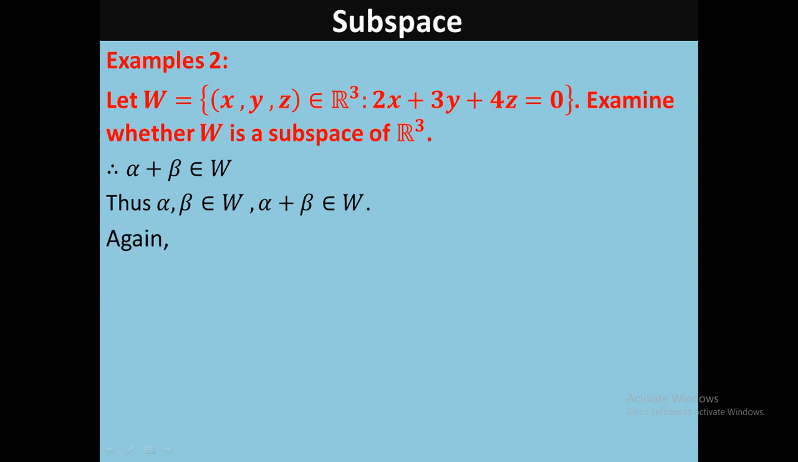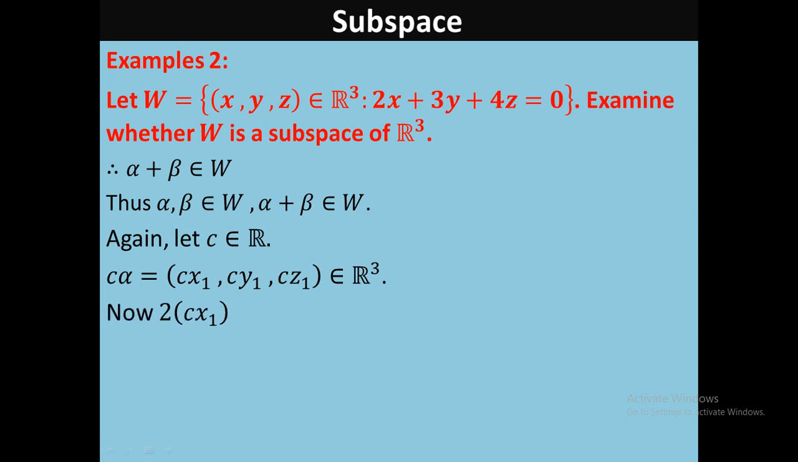For that purpose we have to choose a scalar. Suppose C is in R. Now C dot alpha means Cx1, Cy1, Cz1, three components. This is clearly C alpha in R3. Now I have to check the conditions for C alpha. For that purpose we calculate 2 into Cx1 plus 3 into Cy1 plus 4 into Cz1. If you take C common from that relation, you get C into (2x1 plus 3y1 plus 4z1).